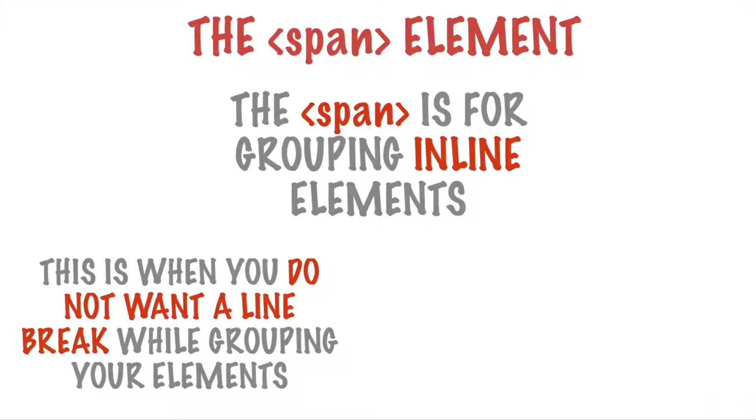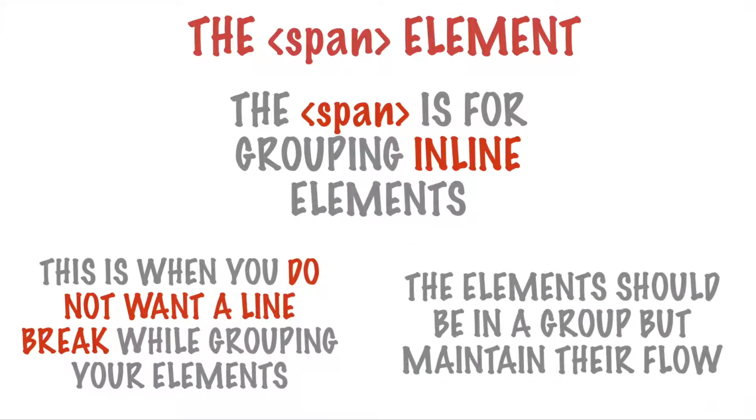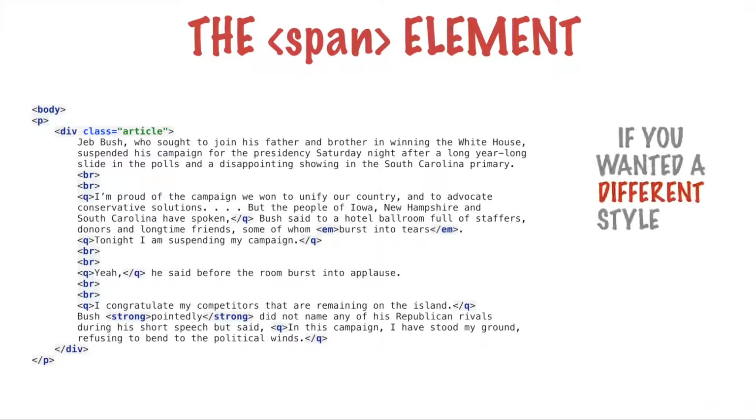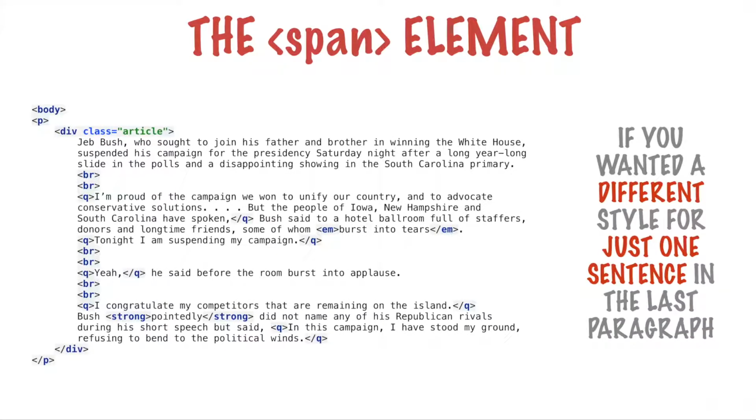The elements will be in a logical grouping, but they will maintain whatever flow it is that the browser has naturally assigned to them. This is not a contrived use case at all. In fact, this is something that we would like to do surprisingly often. Let's take a simple example. Let's say we have the HTML representing an article.